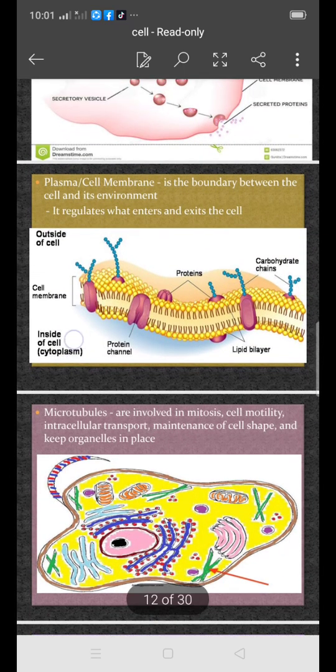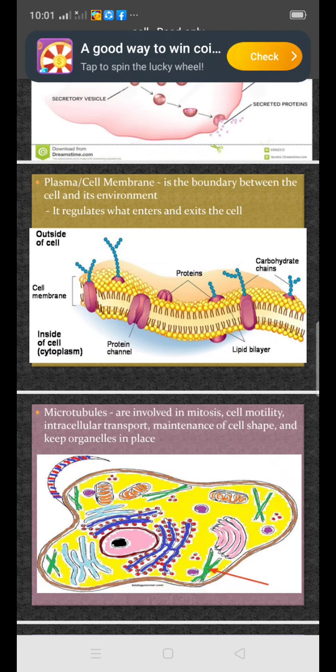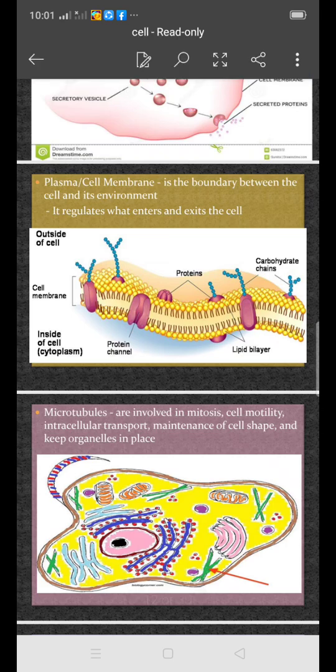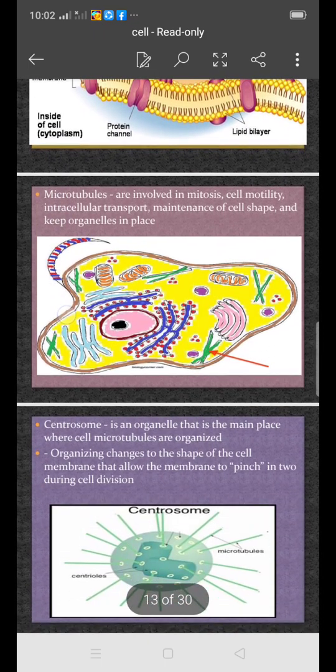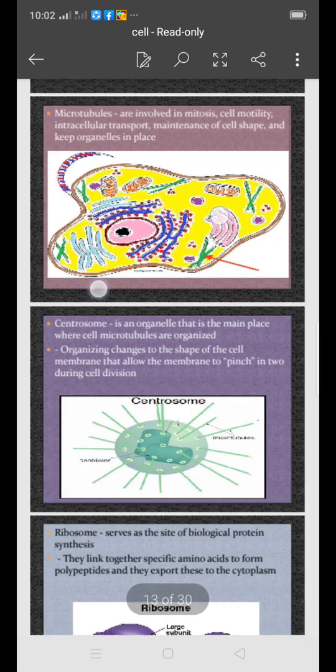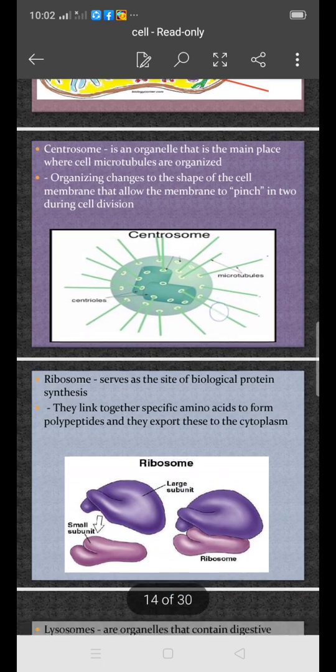Plasma cell membrane is the boundary between the cell and its environment. It regulates what enters and exits the cell. And we have also microtubules, which are involved in mitosis, cell motility, intracellular transport, maintenance of cell shape, and keep organelles in place. So this is the image of microtubules.